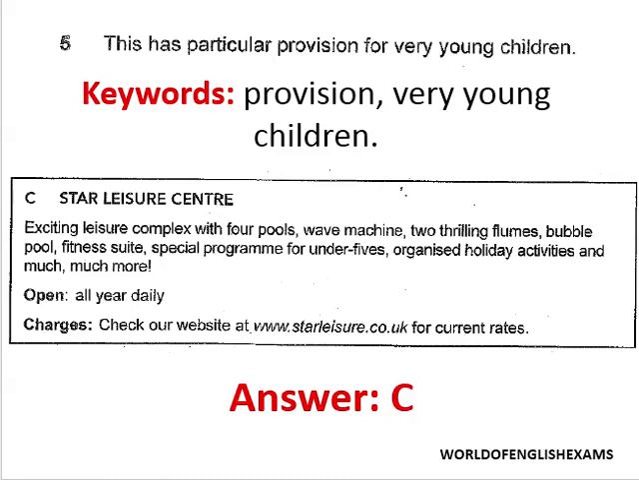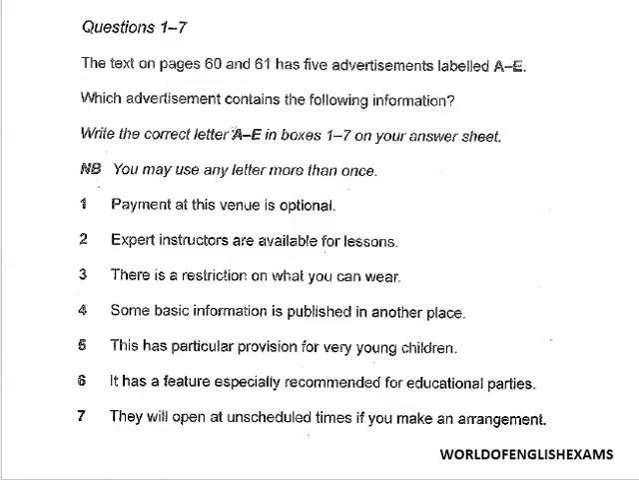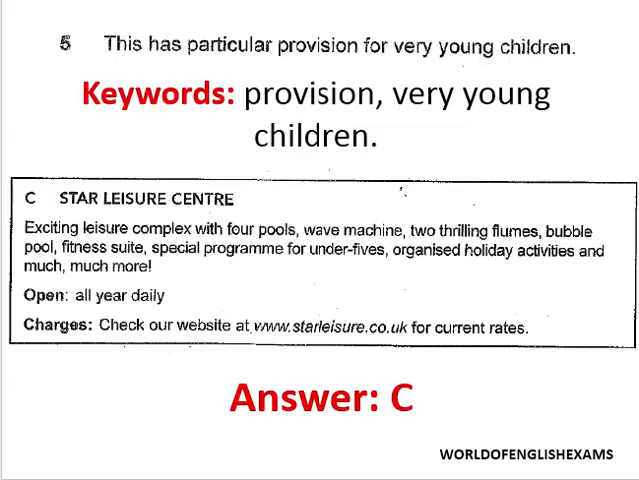Now guys, this is called NB. Remember when I was talking about the instructions, I asked you to put a special focus on this instruction NB, and did I tell you that at least one paragraph will be containing 2 sets of information? So yeah, this one, there is some basic information published in another place, as well as particular provision for young children. Both these information could be found in paragraph C, and that is called NB. So answer for this fifth statement is NB. Moving on to the sixth statement now.